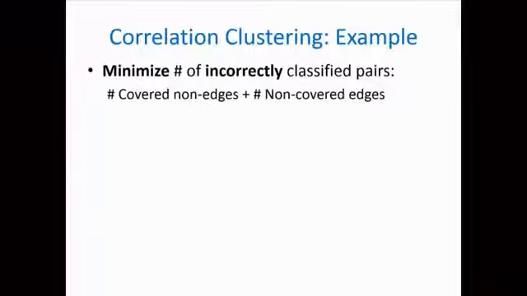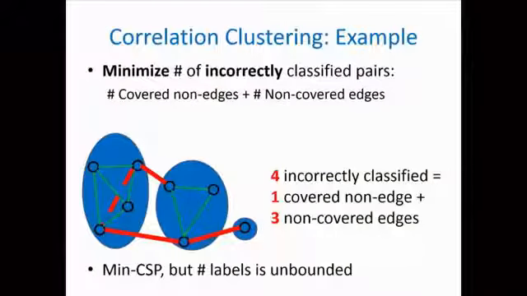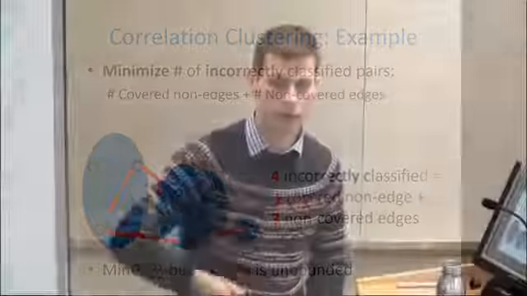So in a more formal way, the goal of correlation clustering is to minimize the number of incorrectly classified pairs. And a pair can be incorrectly classified if it's either a covered non-edge or a non-covered edge, as in the first example that we've seen. Note that these 2 types of mistakes are treated symmetrically. You just add up these 2 types of mistakes. And this is the goal that we're trying to achieve, minimizing this sum. So in this example, the total score is 4: 1 covered non-edge, 3 non-covered edges. Great. This is actually the optimal solution for this instance. You cannot do better than that.